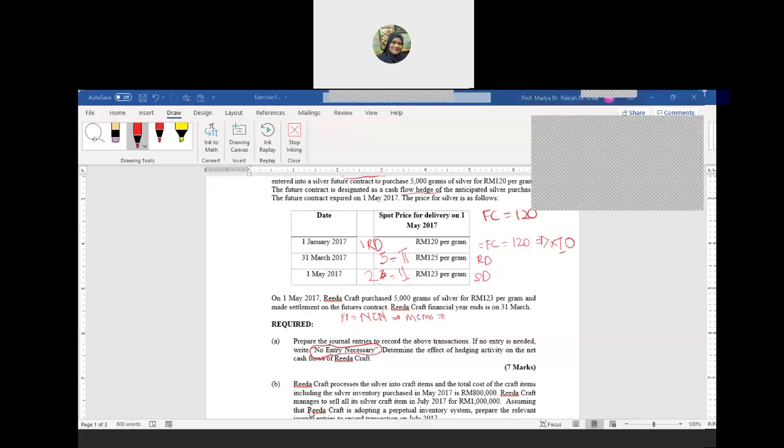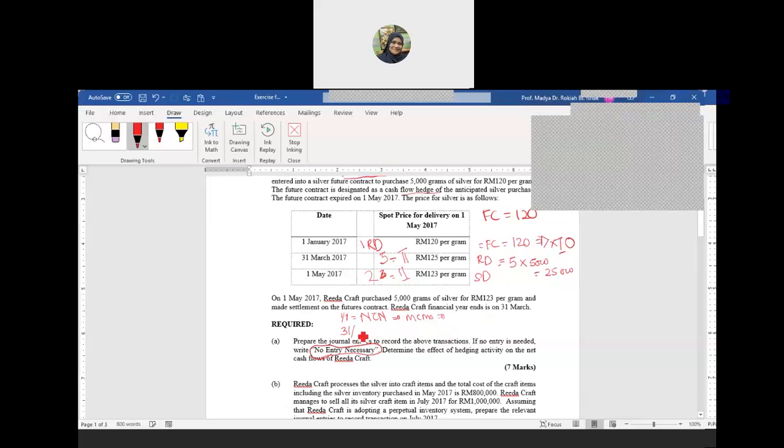When there is an increase in the price, it means that you're going to have a profit. The profit that we have here is 5 ringgit increase in the price times 5,000. So you're going to have 25,000. That 25,000 will be your journal entry on 31st March.